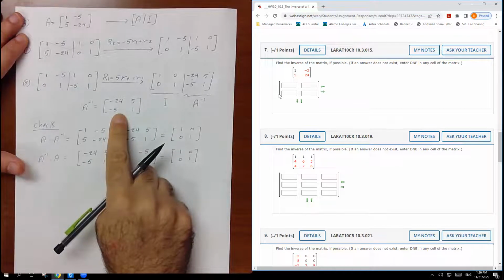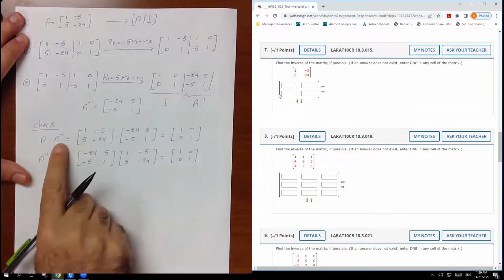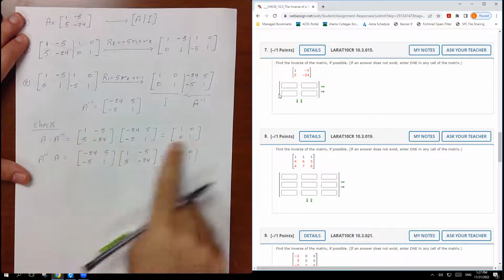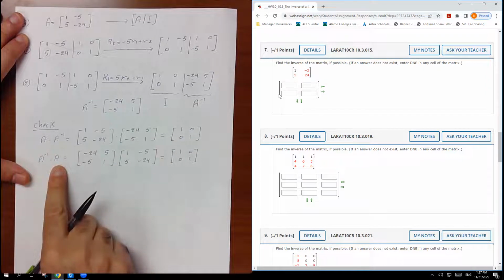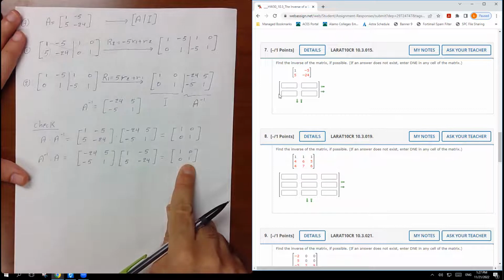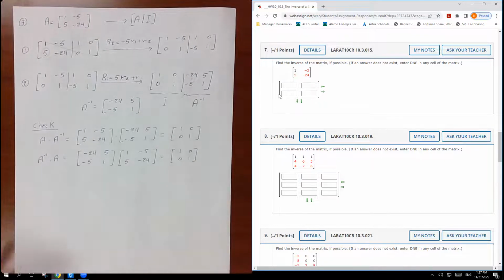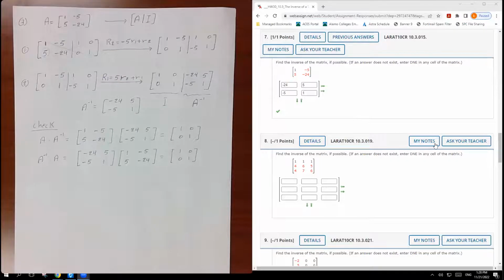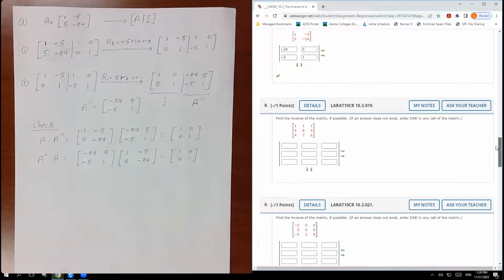Again, if you want to check that, you can multiply A times the inverse, and you're going to get the identity matrix, and you can multiply the inverse by the matrix A, and you have to get the identity matrix. So that's it for example 7. So we're just going to plug in here negative 24, and here is 5, and here is negative 5, and here is 1. That's it for this example.